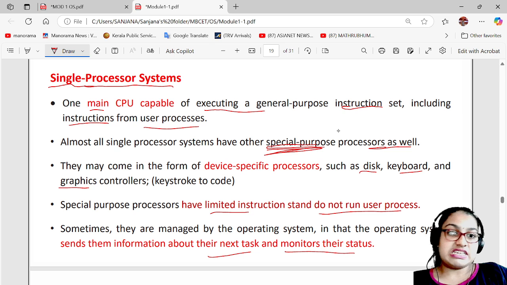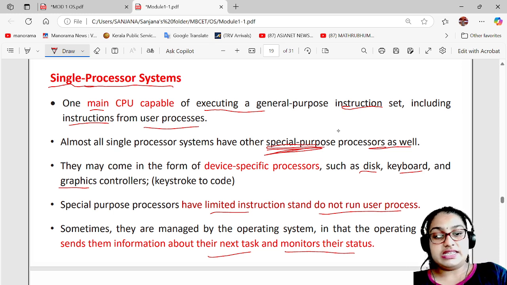It can be disk, keyboard, graphic controllers and all. Now the special purpose processors have limited instructions, and they do not run user processes.